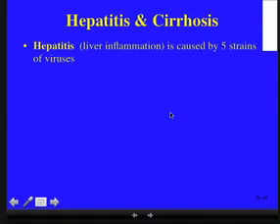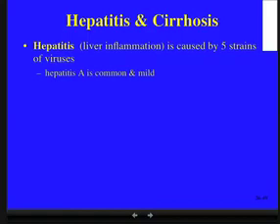Hepatitis is basically a clinical term for liver inflammation and is caused by 5 strains of viruses. Hepatitis A is common and relatively mild. It causes about half a year of illness in most people, but you generally recover. Hepatitis B and C are transmitted sexually through blood and body fluids. This can lead to cirrhosis of the liver or even to liver cancer.